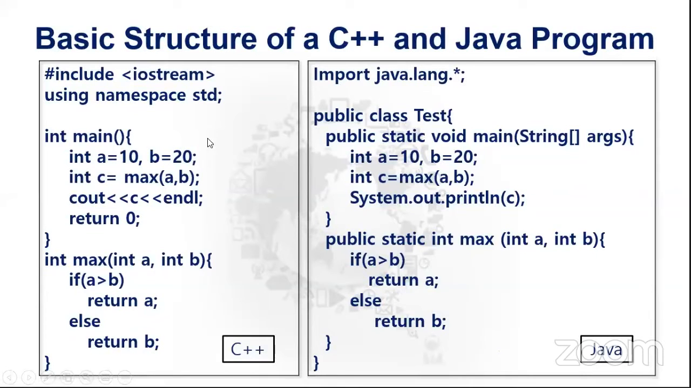Now for a C++ program, you must always start with a main function. The main function will return an integer value, so the return type is int. And therefore, you can see the last line is actually a return with an integer number.